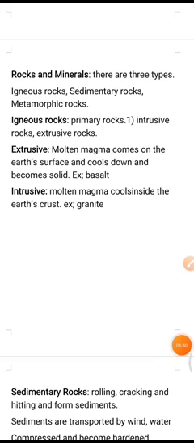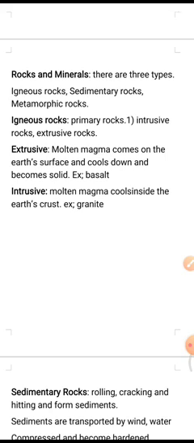When the molten magma cools down, it takes several years and cools very slowly. They form large grains. Granite is an example of intrusive igneous rocks. Grinding stones used to prepare paste and grains are made of granite.